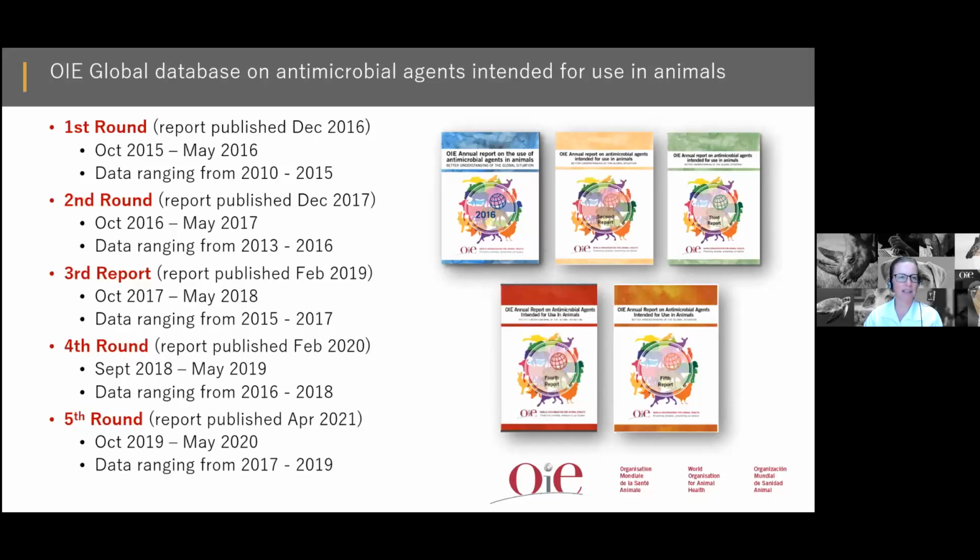You'll notice that there's a little bit of variation between when the data is submitted and when the data is appropriate for. So for the fifth round, data ranged from 2017 to 2019, but we were collecting from the year 2019 to 2020. So just trying to fill in the gaps, because obviously it can take a while for some of this data to be collected, and we're trying to compile and share as much of that information as we can.